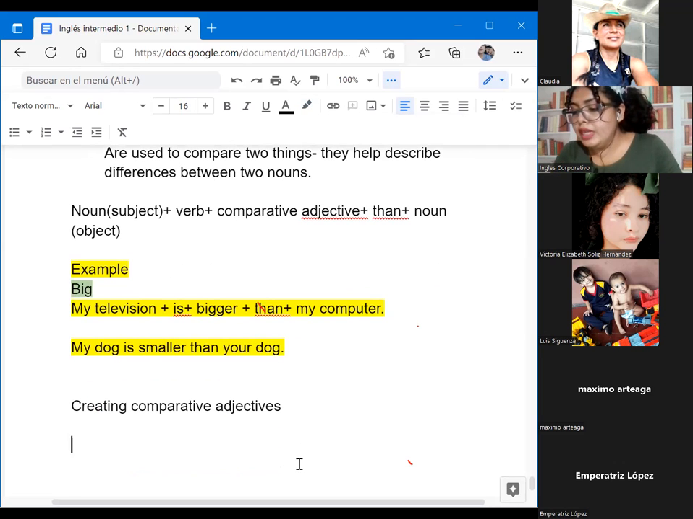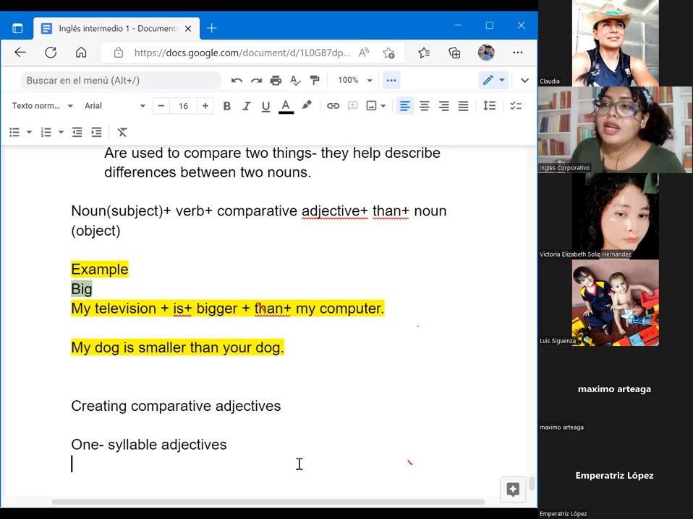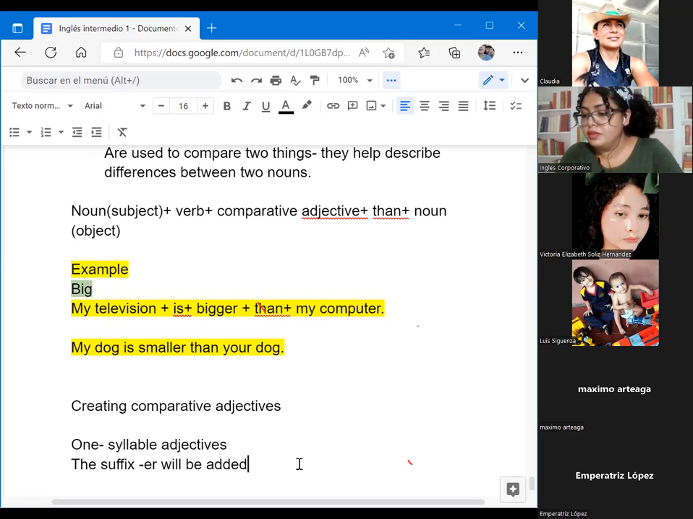So it says one syllable adjectives. These are adjectives that are very, very short, that have just one syllable, que solo tienen una sílaba. Adjetivos muy, muy cortos. The suffix er will be added for comparative adjectives.